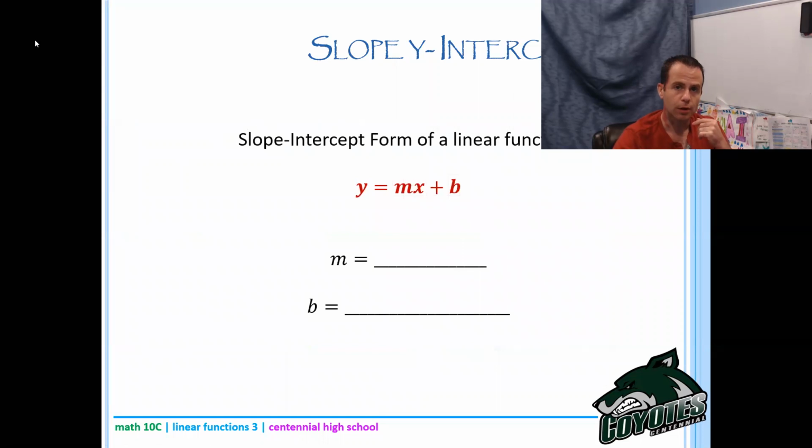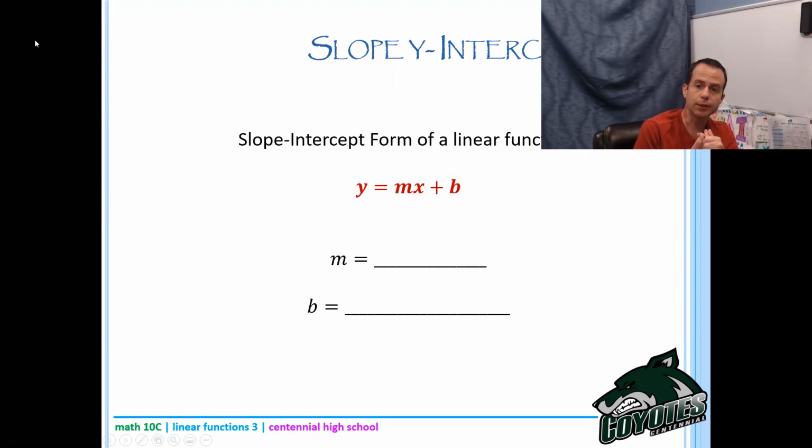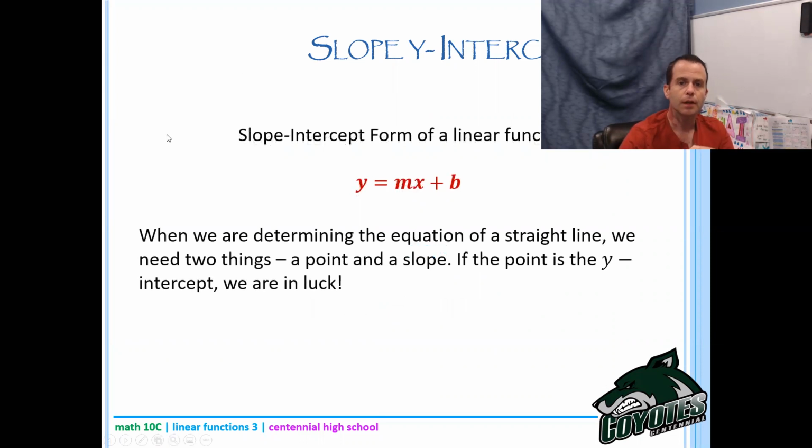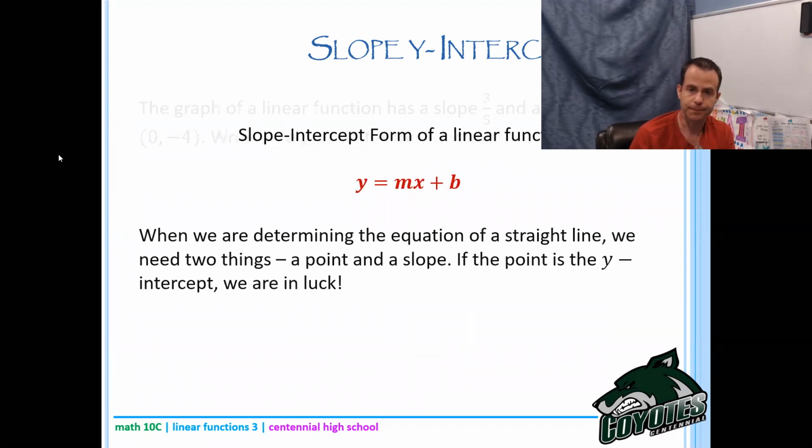All right, so we are now very, very confident to say slope-intercept form of the linear function is in the form of y equals mx plus b. M is absolutely your slope. B is absolutely your y-intercept, okay? When we are determining the equation of a straight line, we need 2 things. We need a point and a slope. If the point we're given is the y-intercept, then we're in luck. We can go right to y equals mx plus b and fill in our equation, okay?